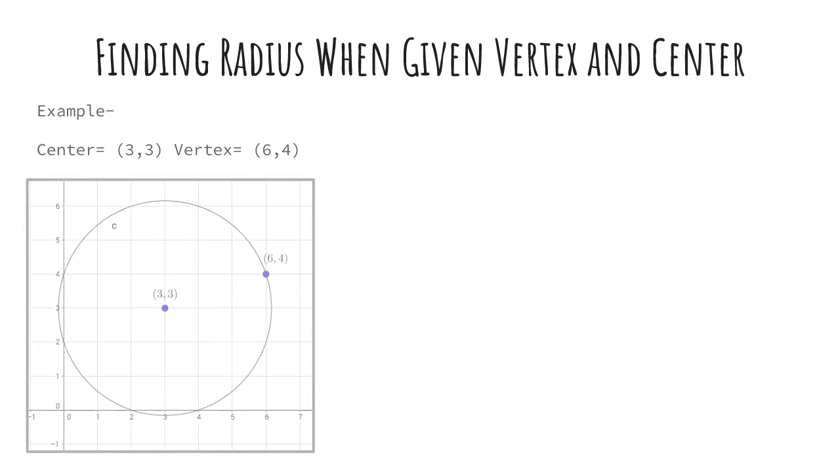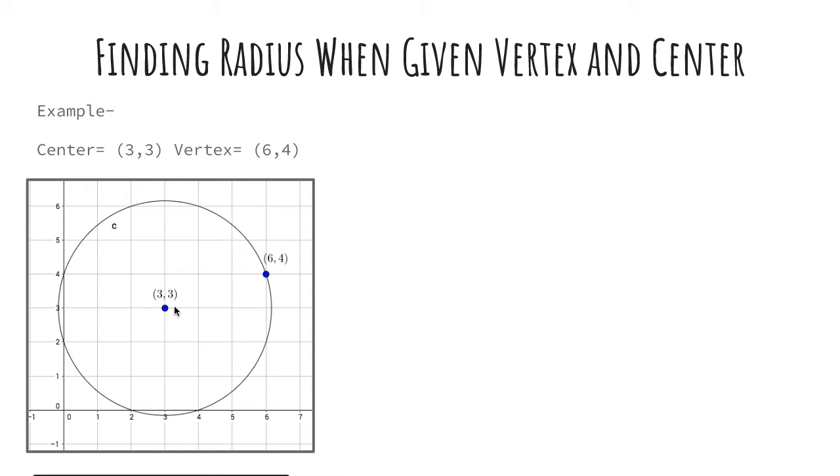So the next thing is finding the radius when given a vertex and center. So here's an example, 3, 3, and 6, 4. The first thing that you want to do is you want to graph this so that you get a general idea of what it looks like. So here it is. And the radius, which is what you're trying to find, is the distance between 3, 3, and 6, 4, right here.